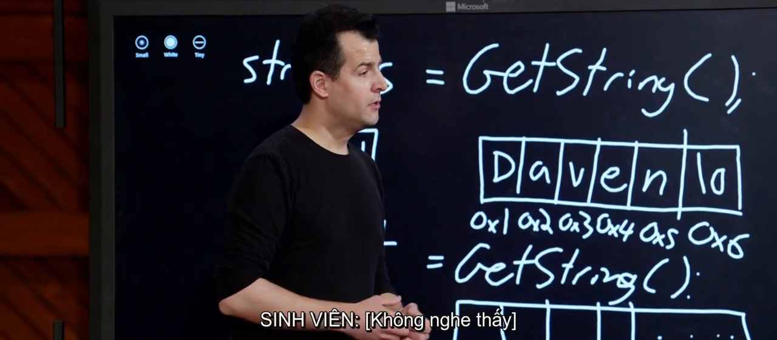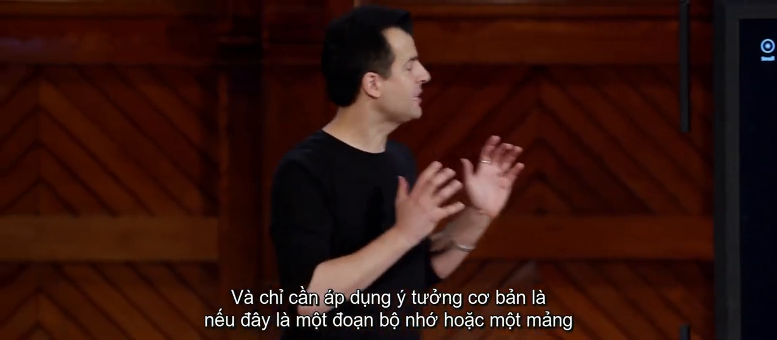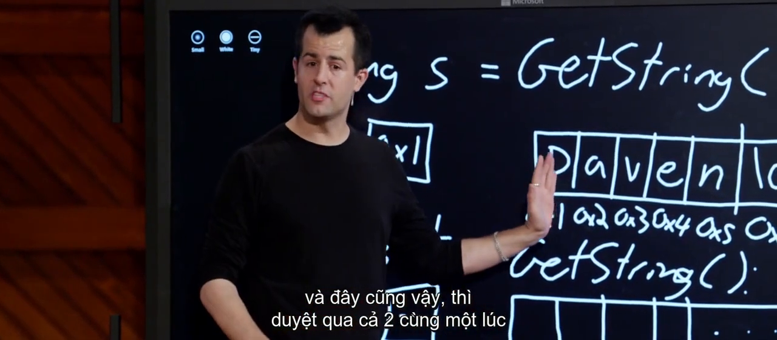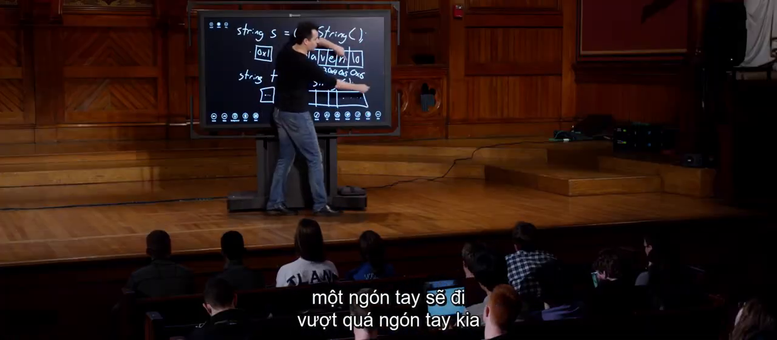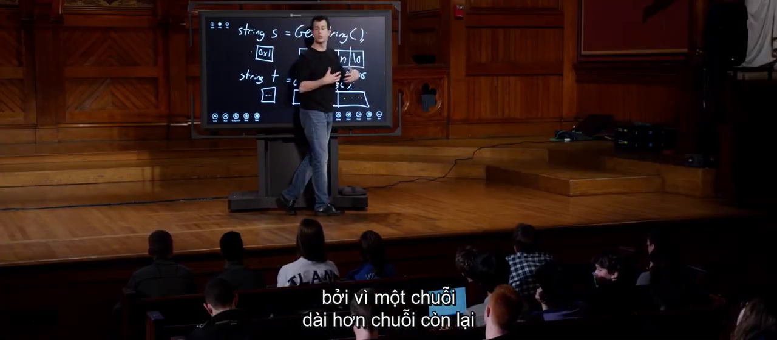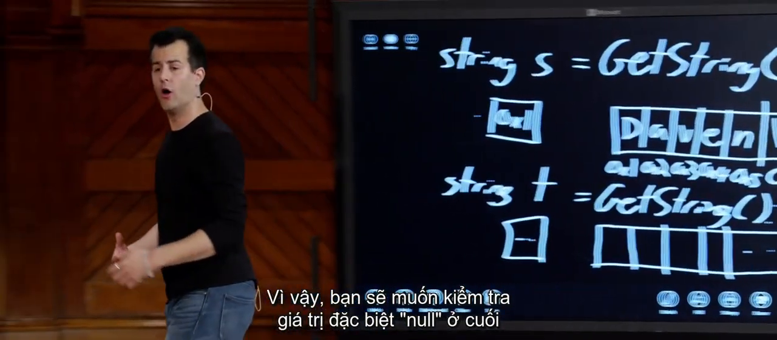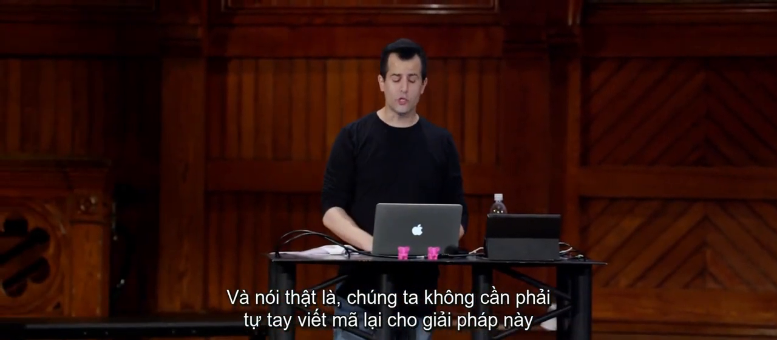Perfect. Yeah, just use a for loop or a while loop or whatever, but just apply the basic idea that if this is a chunk of memory or an array, and this is, iterate over both at the same time and just compare the letters. And you've got to be a little careful because you don't want one finger to go past the other because one string is longer than the other. So you're going to want to check for this special value at the end, null, but it really is, in the end, as simple as that. And frankly, we don't need to reinvent that wheel.